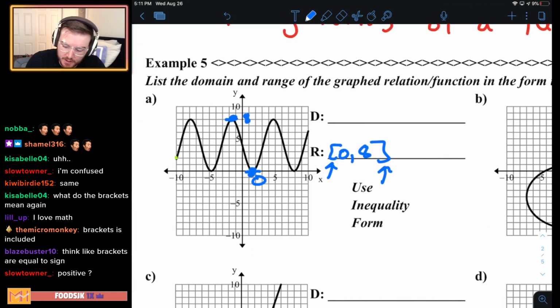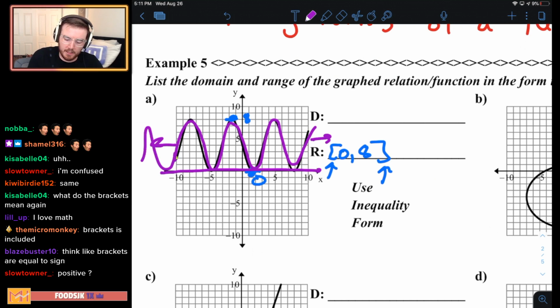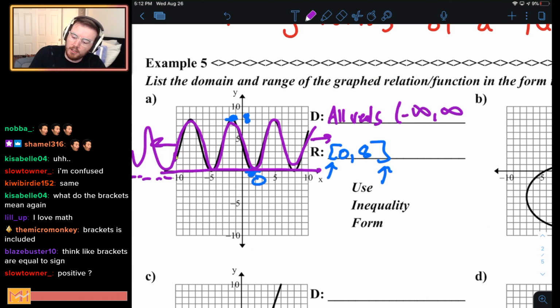What is the domain? The domain is the x values. This function is infinitely traveling. It's going forever to the right and forever to the left. Is it ever gonna stop? The answer to that is no. So we actually refer to this domain as all reals. Or you could write it as negative infinity to infinity.